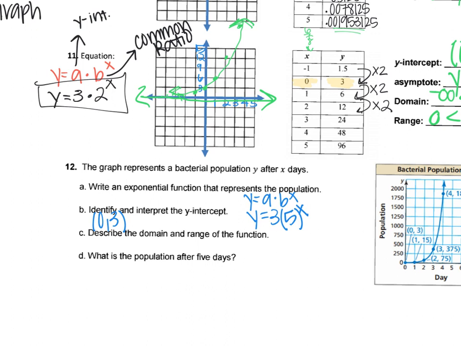So based on this, we're talking about bacterial population after X days. So if we have 0 days, I started with 3 bacteria. Sorry. So on day 0, before I started this, I had 3 bacteria.